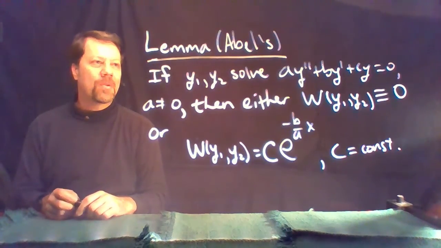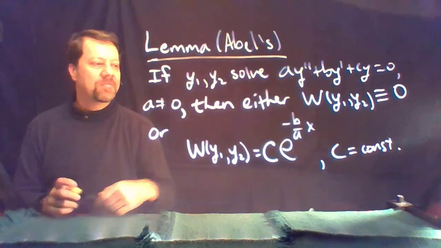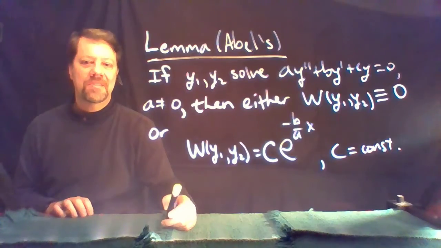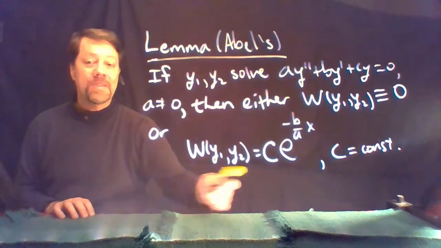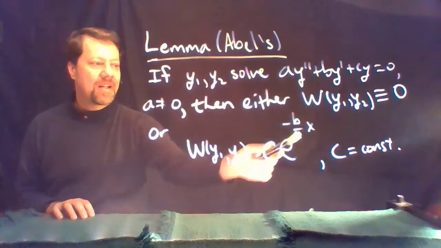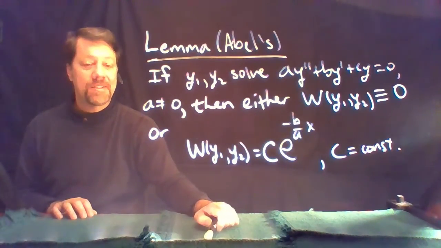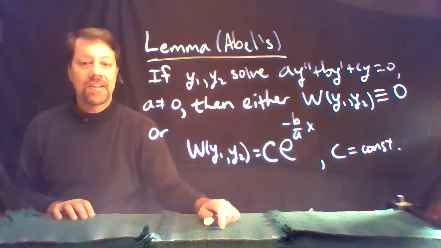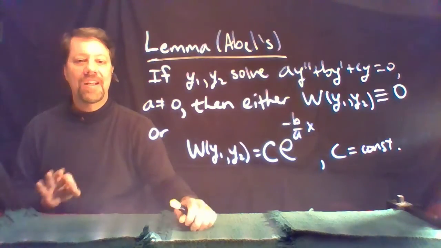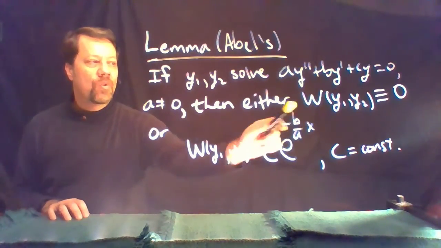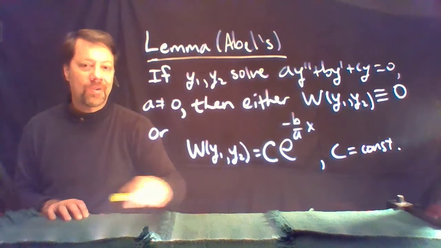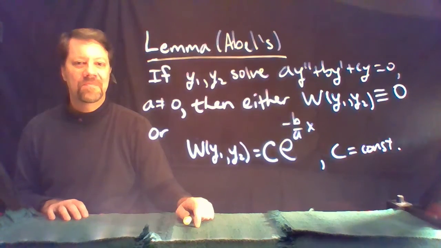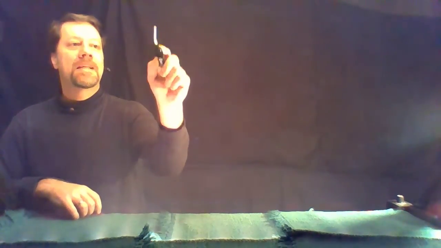One thing that Abel's lemma tells us is that if the Wronskian is not 0 for some x, then it won't be 0 for any x. If it's not 0 at some particular x, then this constant can't be 0. And if the constant's not 0 and the exponential function is certainly never 0, then the Wronskian will never be 0. So either the Wronskian is identically 0 all the way across the interval, or the Wronskian is never 0 across the interval.